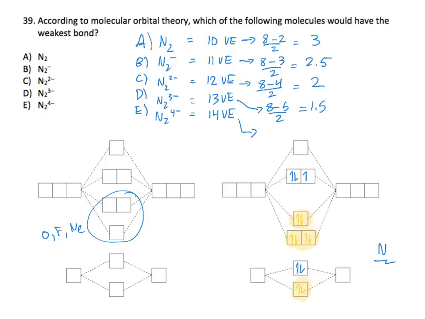And lastly, we add 14. We have one more electron to put in, which goes there. That is 8 minus 6 over 2 equals 1. So A has our highest bond order, so that will have the strongest bond. The one that has the weakest bond would be this one, which would be N2 4 minus, because it has the lowest bond order.